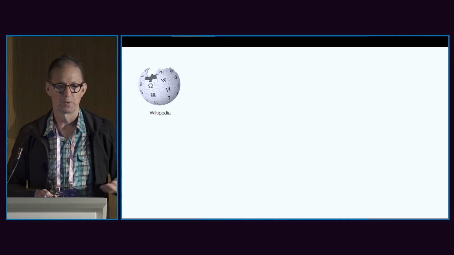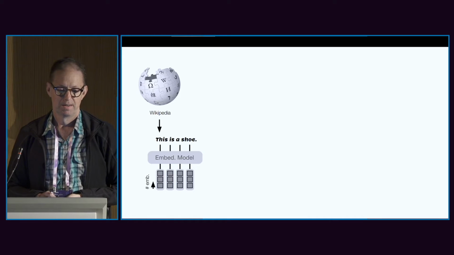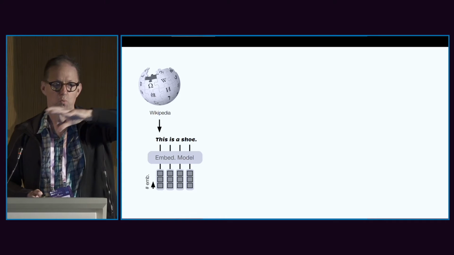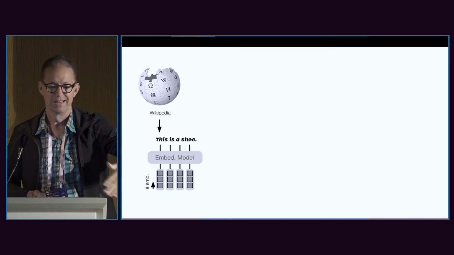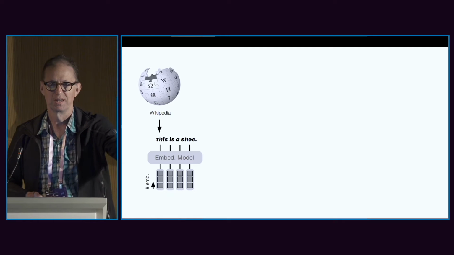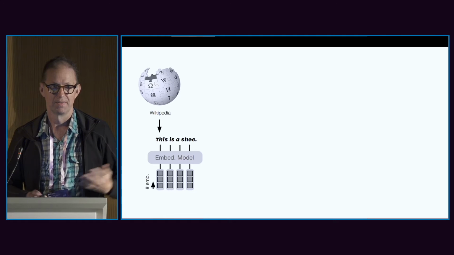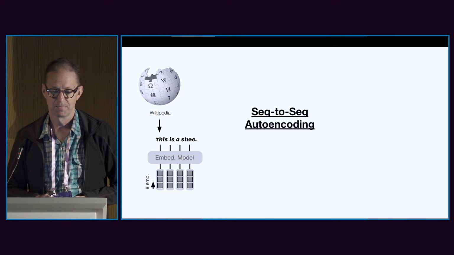So how do you do this with a language model? Let's say you want to train on Wikipedia. You have a sentence from Wikipedia: this is a shoe. The first thing you do is embed those words into some multidimensional space. So you basically turn a set of words into a matrix, a set of numbers representing each word. And that can vary in its dimensionality. You can do it in various ways.